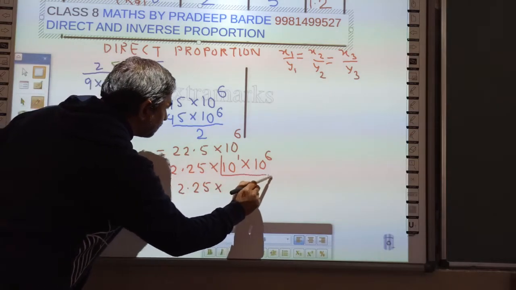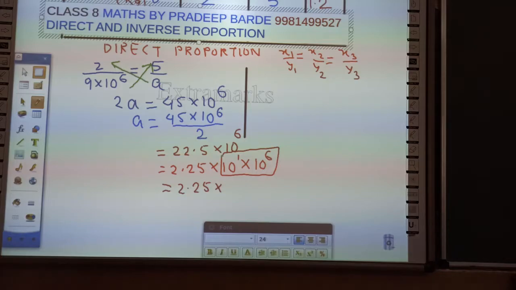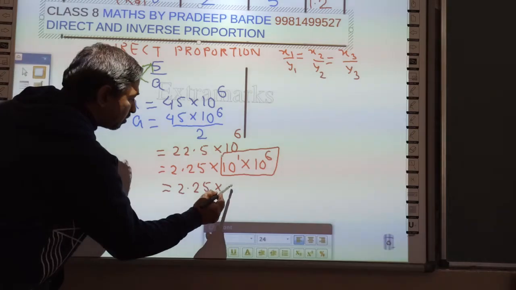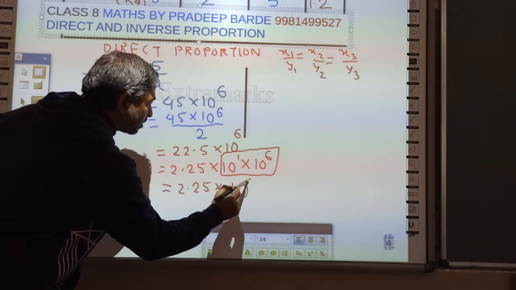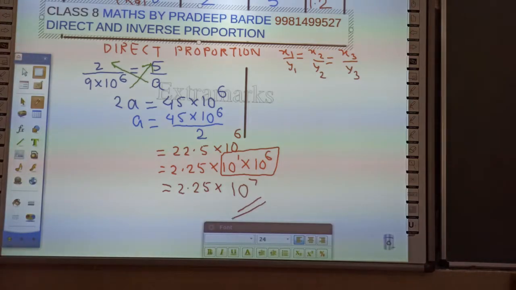Now here we apply the law of exponent, that is a raised to the power m into a raised to the power n, which is equal to a power m plus n. So we get 2.25 into 10 raised to the power 7. So there will be 2.25 into 10 raised to the power 7 crystals in 5 kg of sugar.